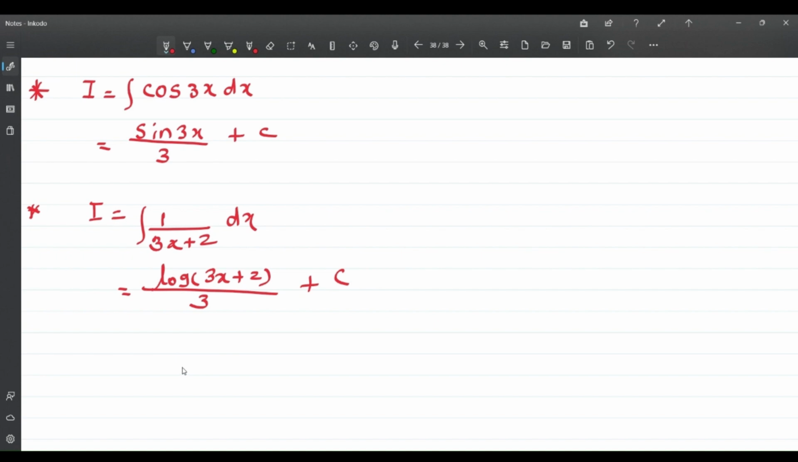In this way, you can solve the integration of composite function.